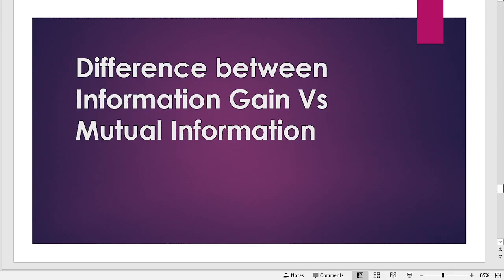Information gain ignores feature interaction, while mutual information considers the interaction between variables and computes complex relationships. Computationally, information gain is simple to compute, and mutual information is computationally intensive for large datasets or high dimensional data.